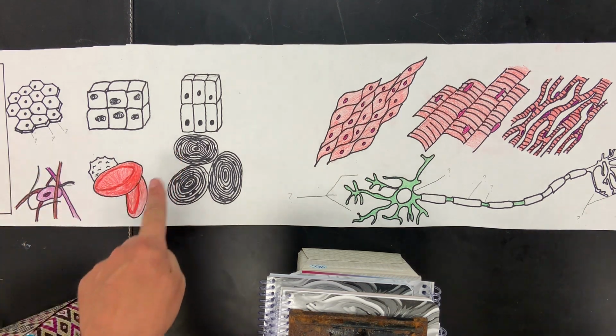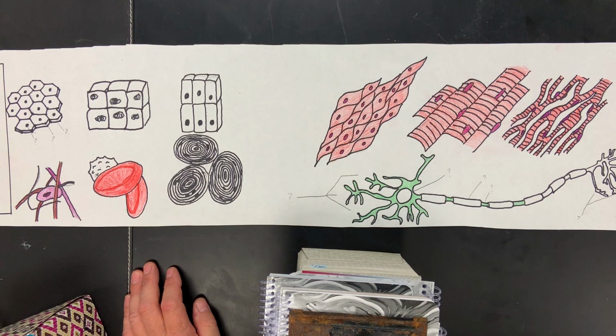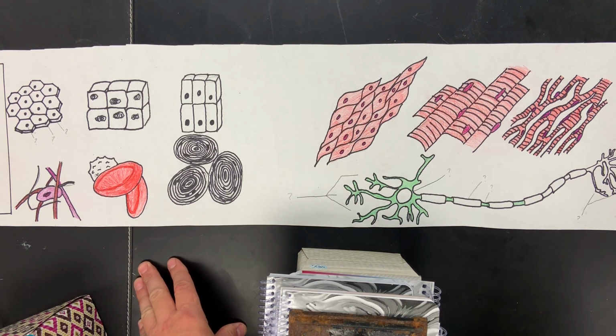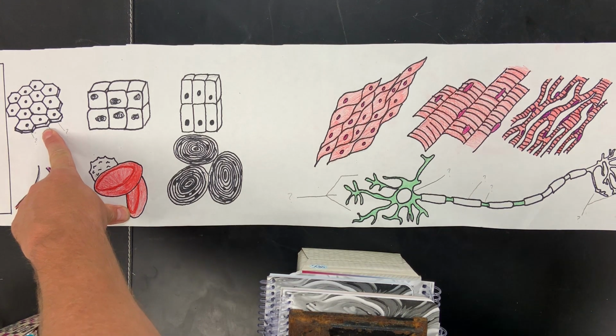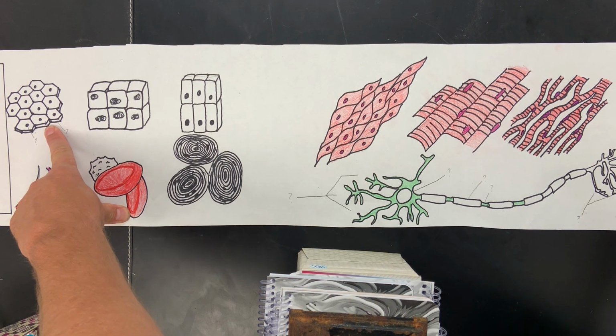So here on the top column, we have epithelial tissue. And the general function for epithelial tissue, you're looking at diffusion and protection. This specifically is squamous epithelial tissue, and this is for diffusion. You'll see this on the inside lining of lungs.